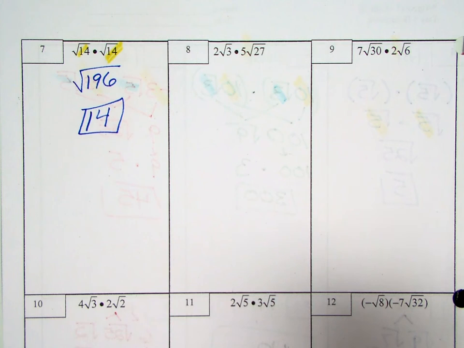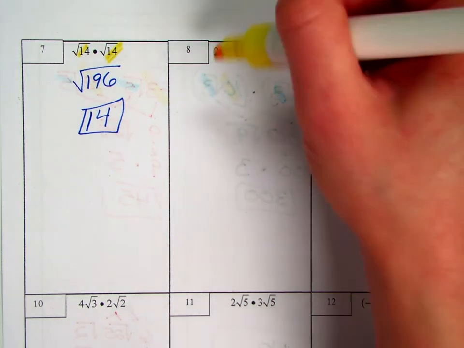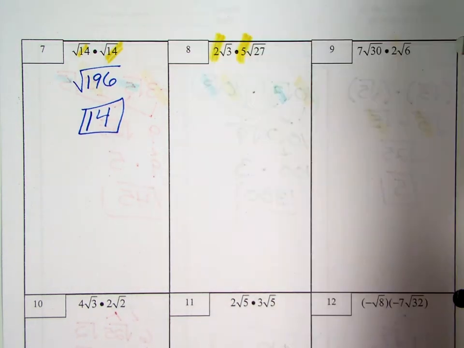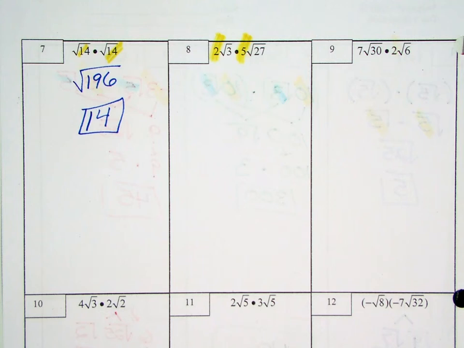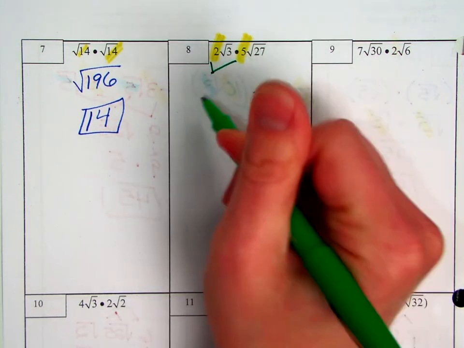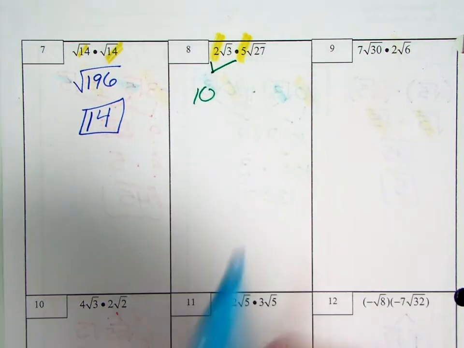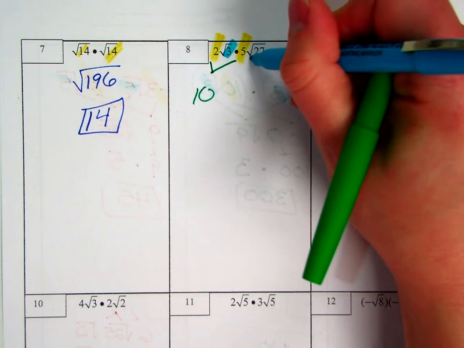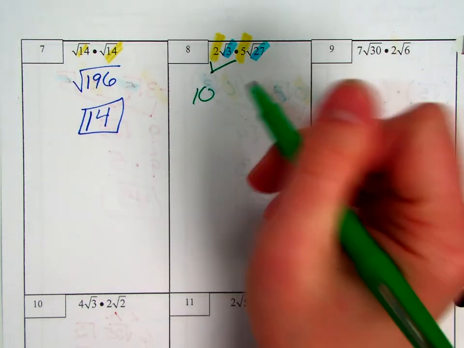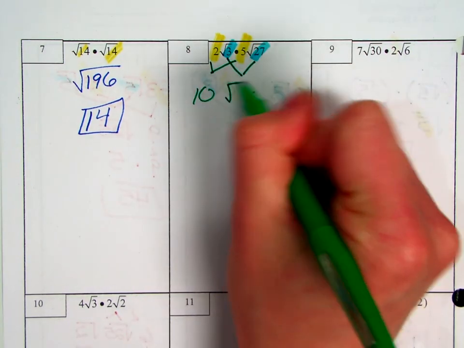Okay, so let's look at number 8. This time there are numbers outside the radical, so I need to multiply my outside numbers first. So 2 times 5 will get me 10. And then, since we have two numbers inside the radical, we're going to multiply those together. 3 times 27 is 81.